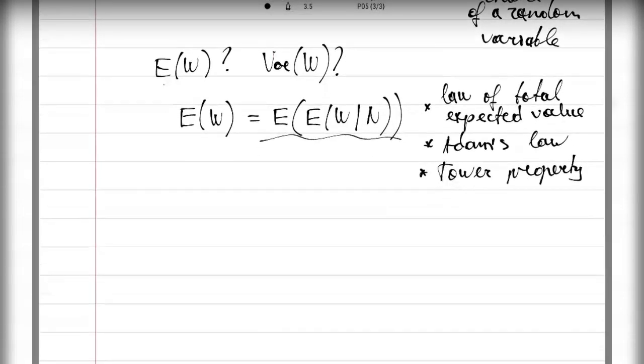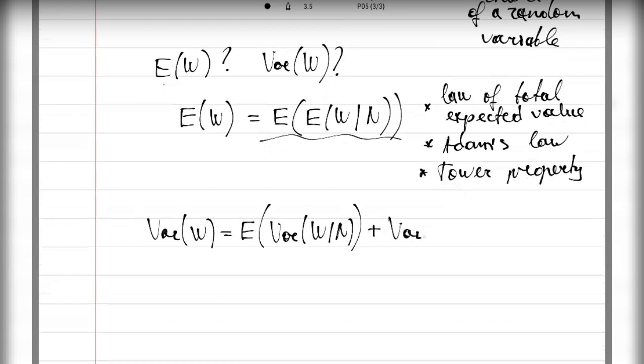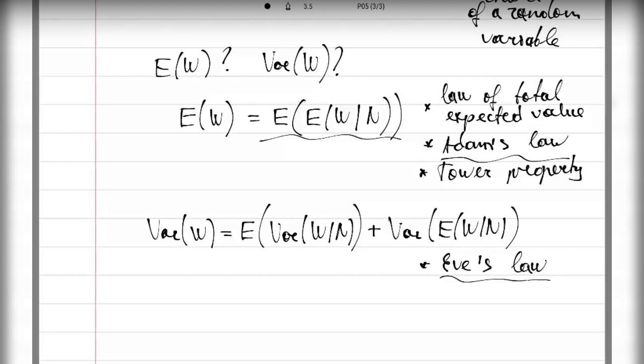And we have another formula: variance of W may be represented as expected value of conditional variance of W given N plus variance of conditional expected value of W given N. And as you guess, it's called Eve's law. Oh yeah, that's Adam's law, that's Eve's law.